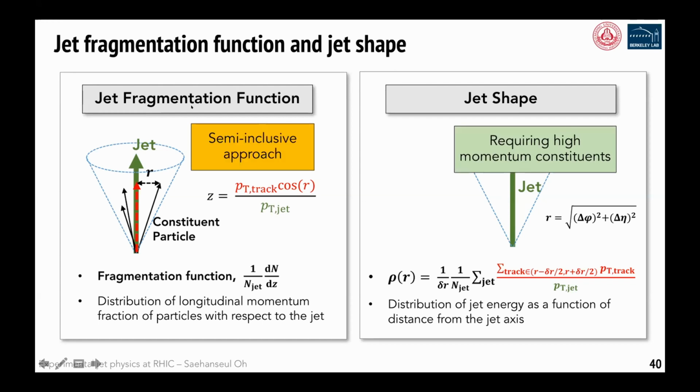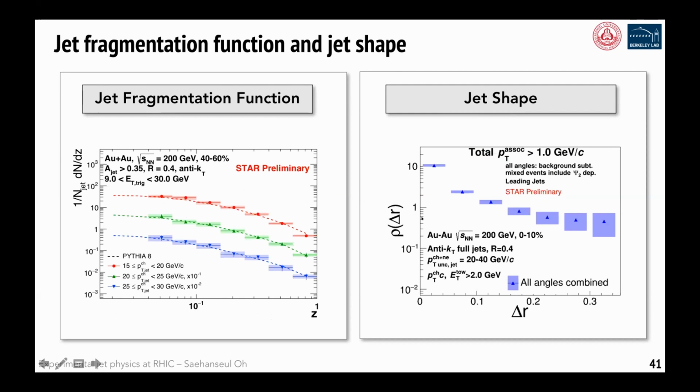The jet fragmentation function measurement in STAR uses a semi-inclusive approach, and the jet shape measurement uses the requiring high momentum constituent technique. So these are the preliminary results. The jet fragmentation function is at 40 to 60% centrality, and this jet shape is at 0 to 10% centrality. They are still preliminary, so more results are coming up.